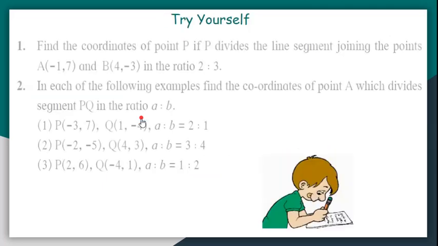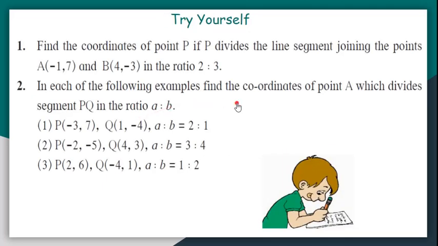Now I am putting on screen some try yourself questions. Please pause, write down the questions. First question is a direct question just the way you solved. The second question is also a direct question. Second question says that in every case you are given a segment PQ. So this PQ is given to you and PQ is divided by a point A and the ratio in which point A divides is 2:1. So what is this question?